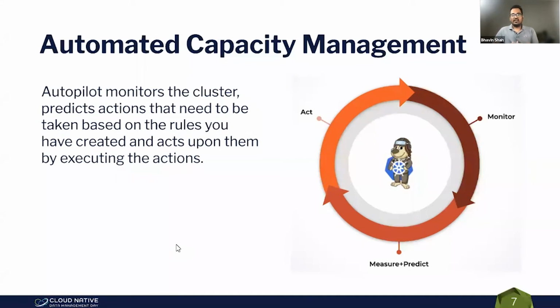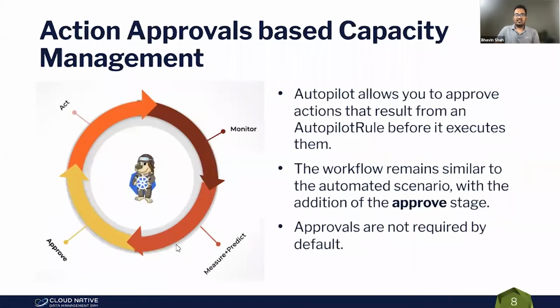So this is where, as an operator, you don't have to wake up at like 3 a.m. in the morning to make sure that your application has enough storage capacity. PX Autopilot will automate this for you. And one additional thing that it provides is you can also specify a max capacity in your Autopilot rule. So you don't want your application to just run away with all the capacity that it can get. You can set a max capacity parameter as well. And the second use case or second workflow is action approvals based capacity management.